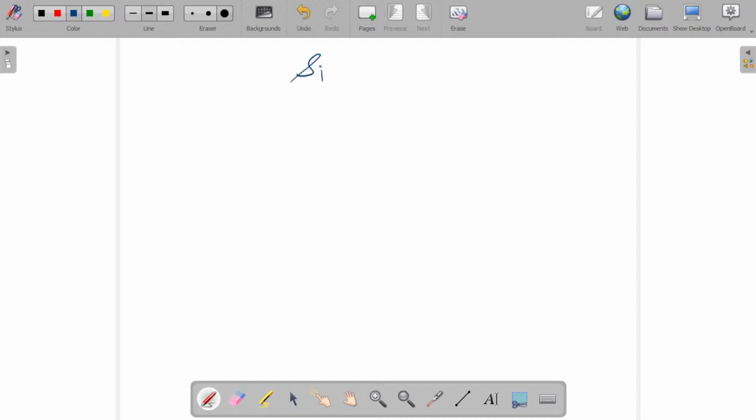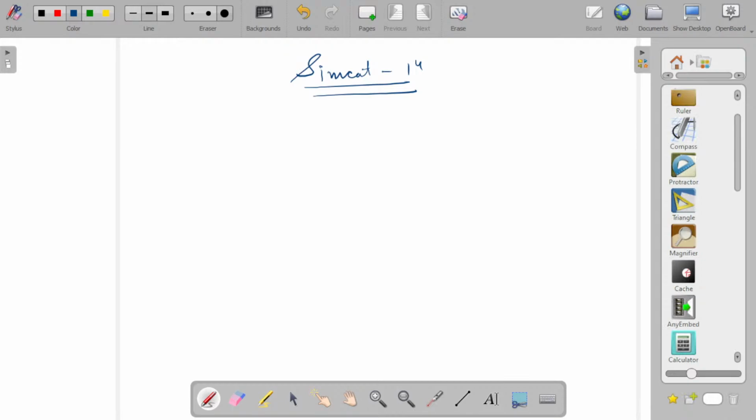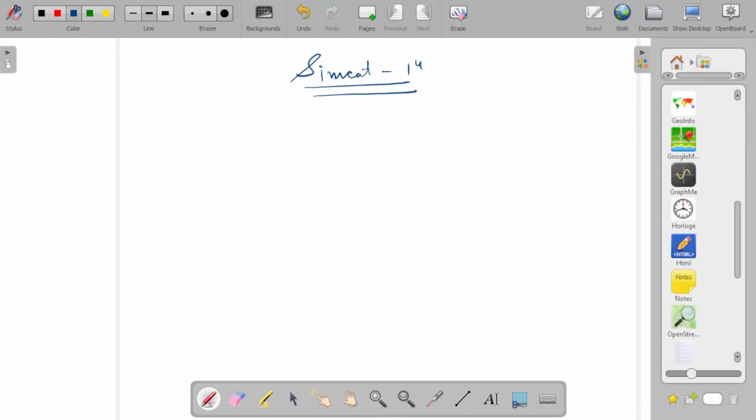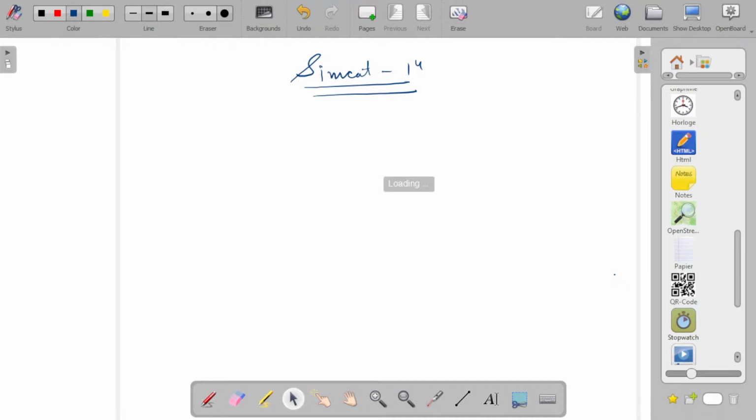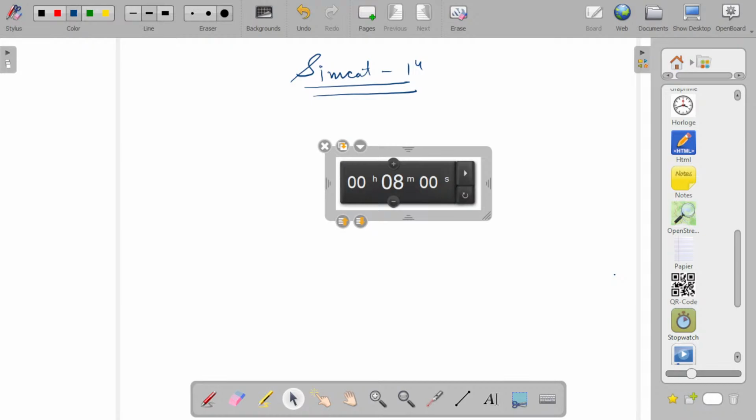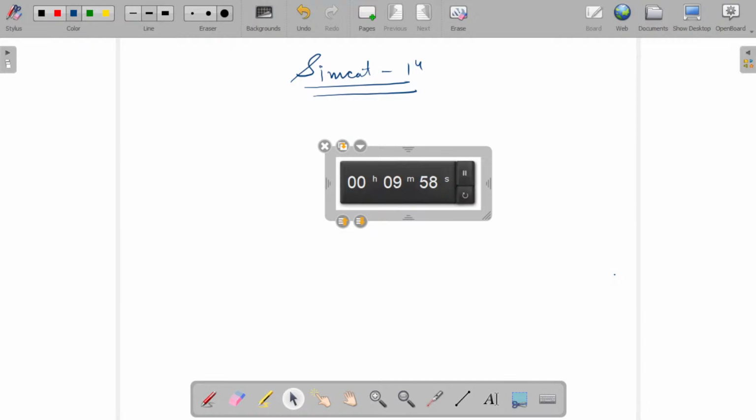Simcat 14, we will go section by section and we will try to cover it under 10 minutes as usual. So let's start. First we will start with the VARC section.